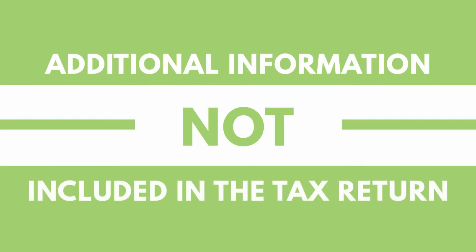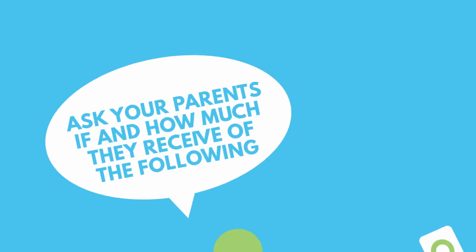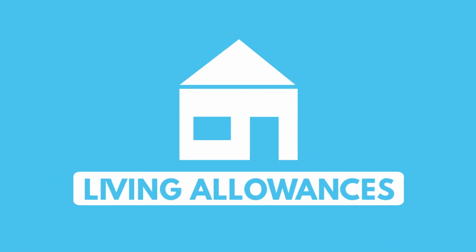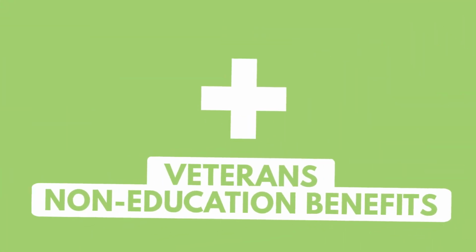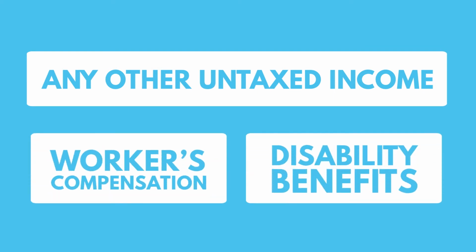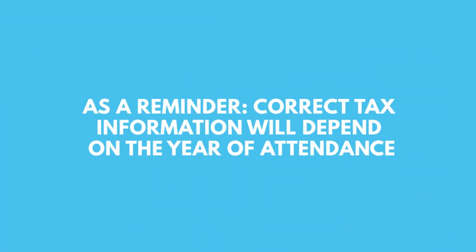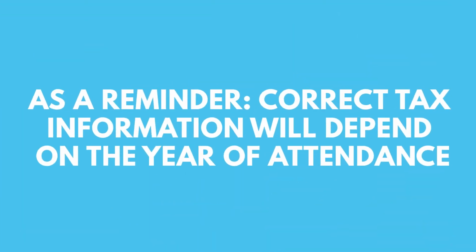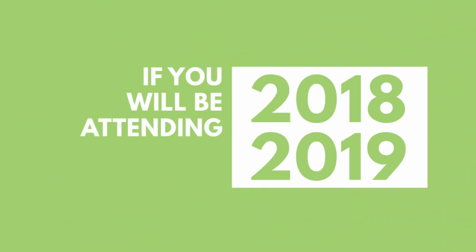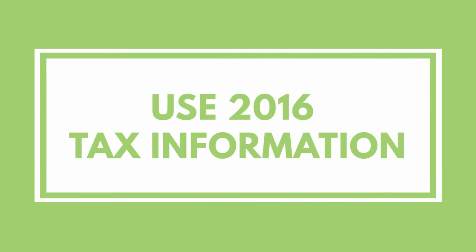3. Additional information not included in a tax return. Ask your parents if and how much they receive of the following: child support, living allowances, veterans non-education benefits, any other untaxed income, such as workers' compensation or disability benefits. This information will be used later on. As a reminder, correct tax information will depend on the year of attendance. If you will be attending the 2018-2019 academic school year, you will use 2016 tax information.